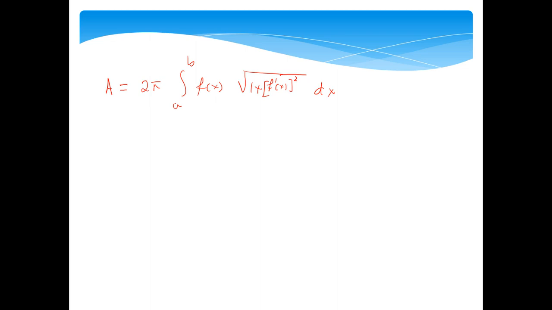So first, the function we have is f of x equals square root of x, and f prime of that is going to be 1 half x raised to negative 1 half. And the area is going to be 2 pi times the integral of square root of x times the square root of 1 plus 1/4 x.